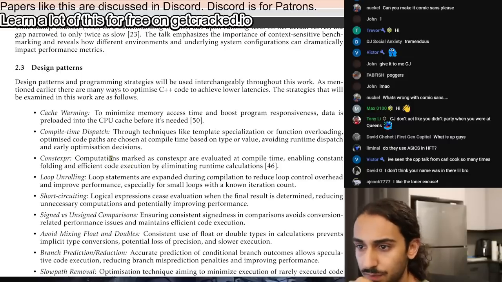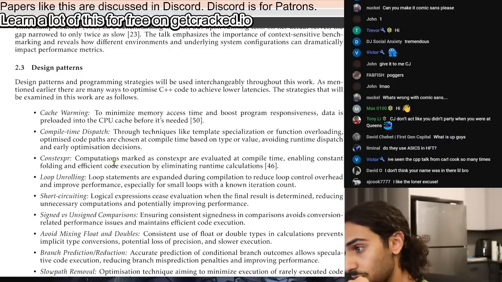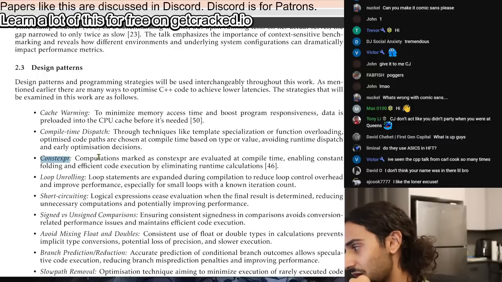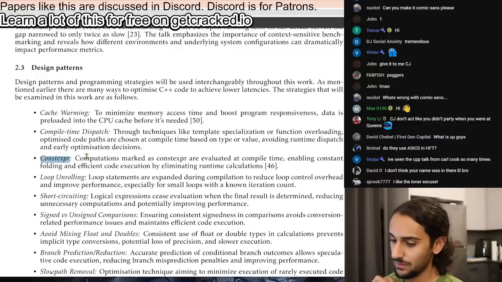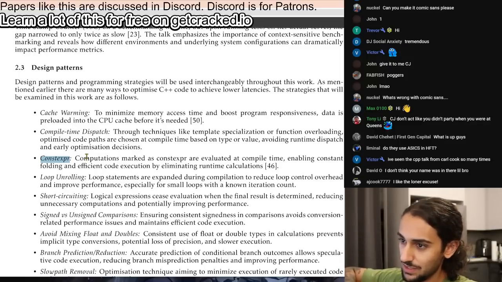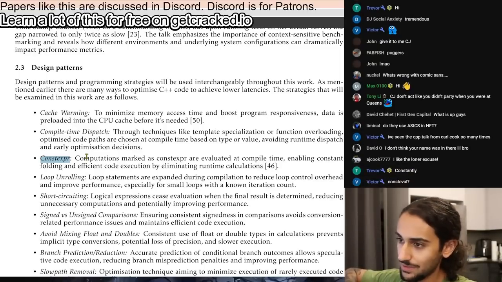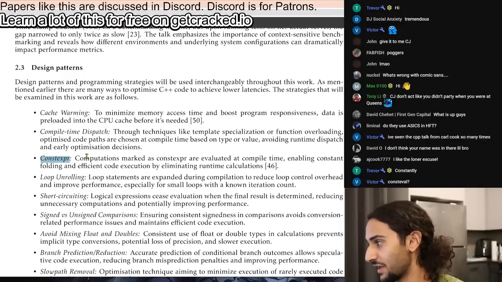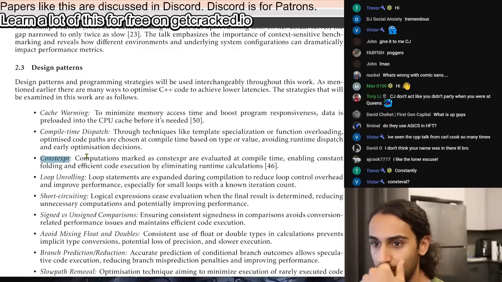Constexpr. Computations marked as constexpr, or what's the C++20 version? There's constexpr and there's one more, one that guarantees compile-time evaluation, or it effectively just throws an error. Consteval, yeah. Consteval. Enabling constant folding and efficient code execution by eliminating runtime calculations.